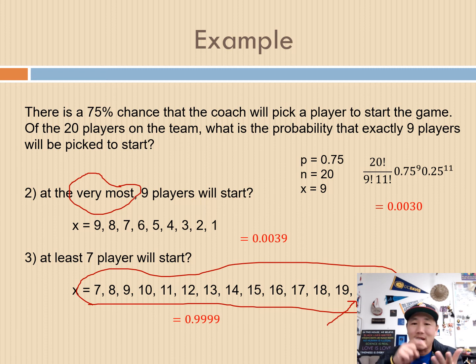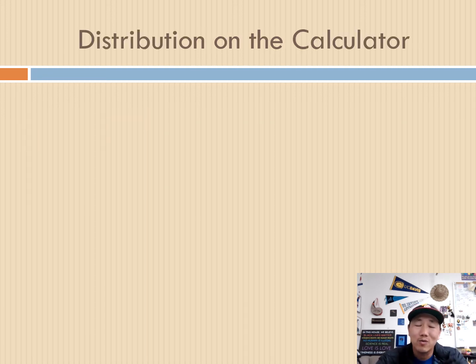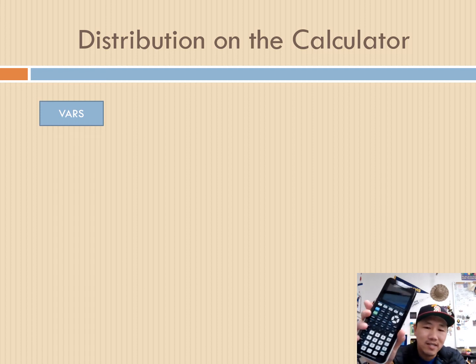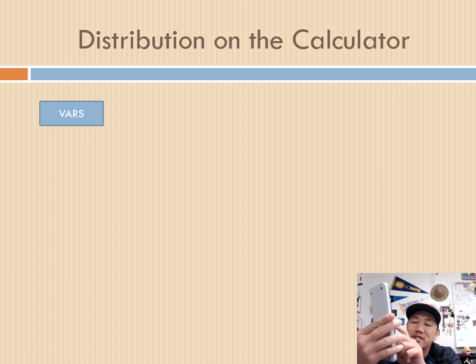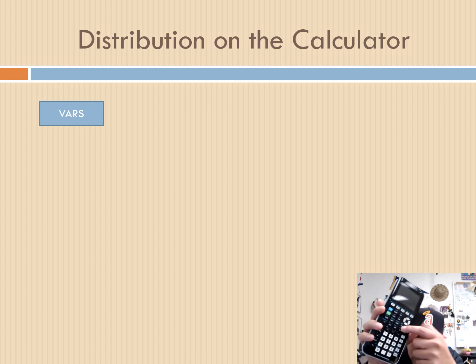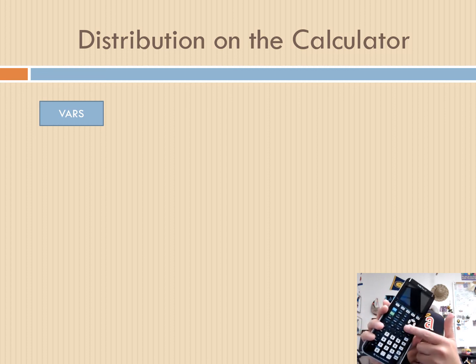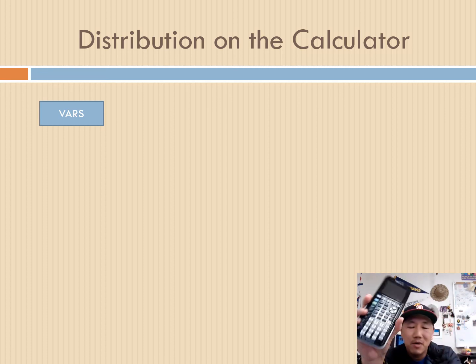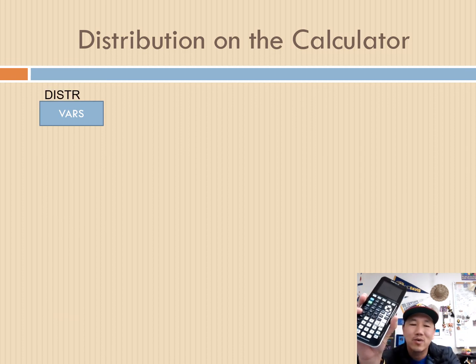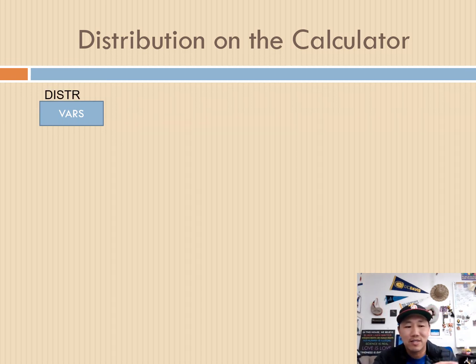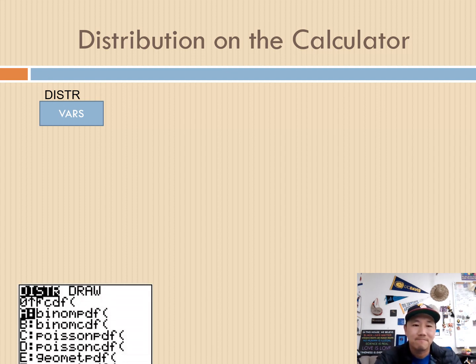Now, that's actually a lot to do. You have to do that formula over and over again until you get all of them, and then you add them all up. That's a little bit much, so your calculator will actually do it for you. If you look on your calculator, the VARS button is right here. But we don't want the button. We actually want the distribution button on top of it, so you have to press second and then that button.